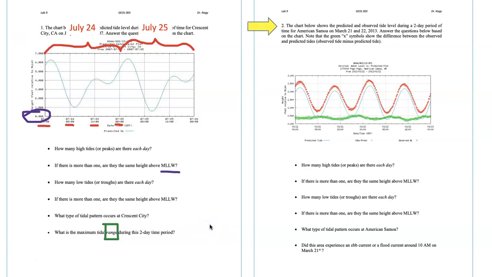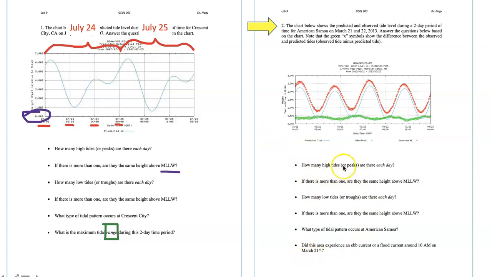Okay, moving on to chart 2. Now this shows also 2 days worth of data, but there are other things listed on this graph. In blue, we have the predicted tide. In red plus signs, we have the observed tide. So you can basically see that the observed tide was about a half a foot higher in general than what was predicted. And then in green, we have the difference between observed and predicted. So this is about a half a foot higher during those 2 days than predicted.